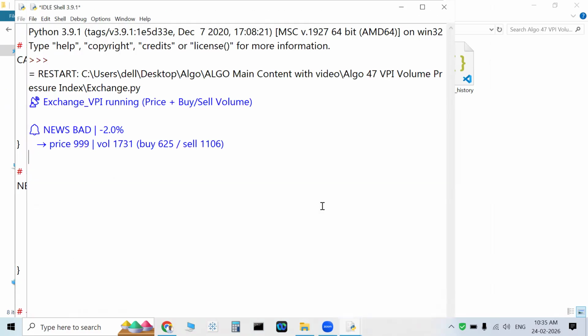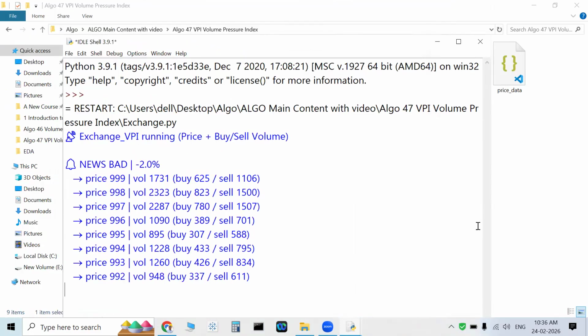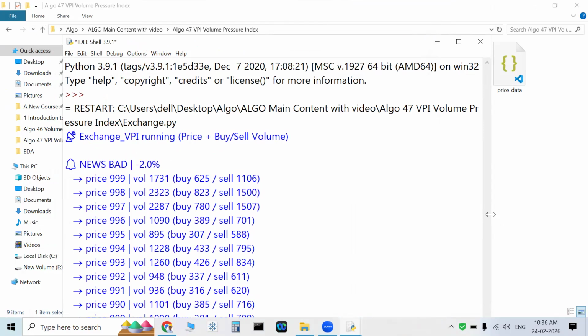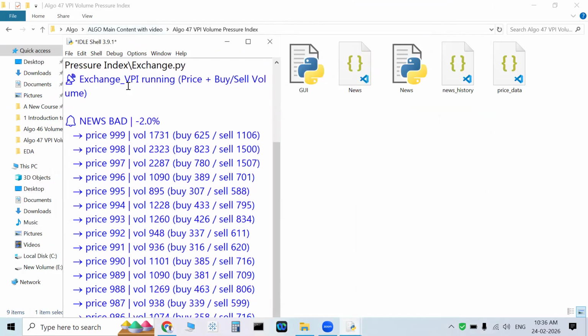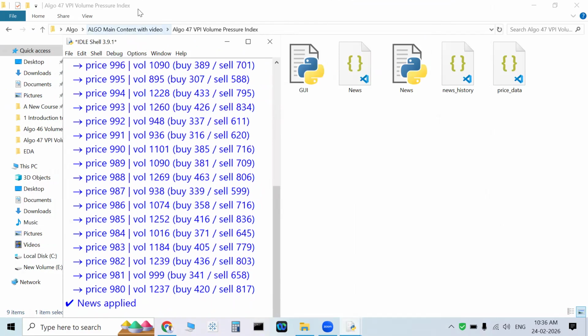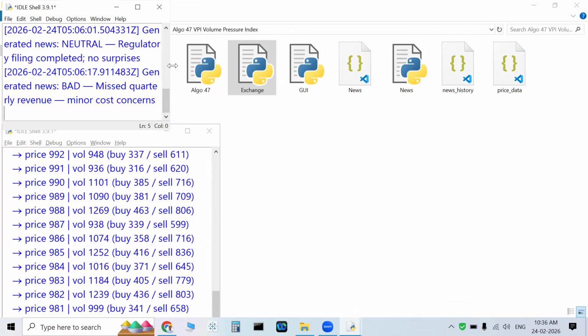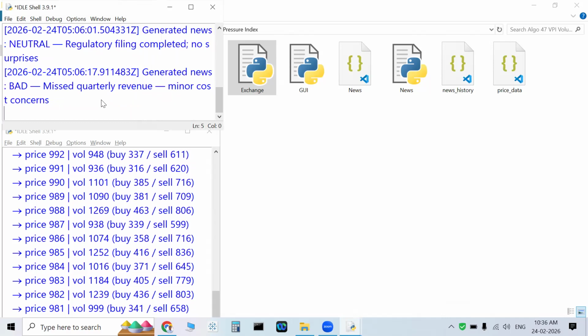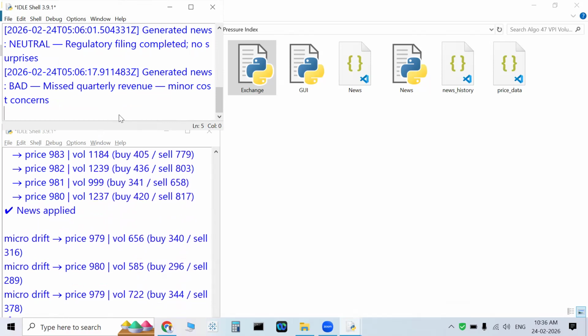So now I'm running this. If there's bad news, the buyer and seller volume is decided that way. If there's bad news, the seller volume is more. Now let me adjust both the windows so that we can see them in parallel. This is bad news which is coming in the market. And once the news is applied, you can see the change in the price.